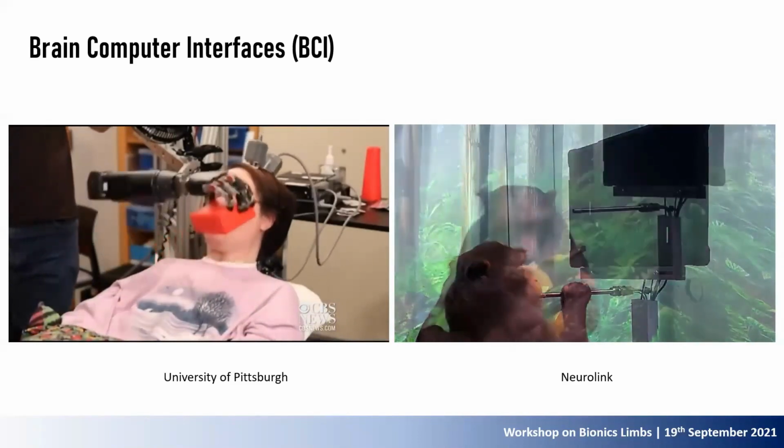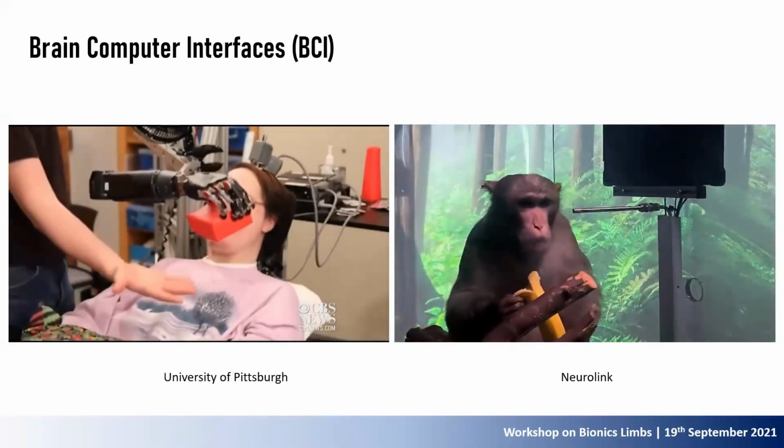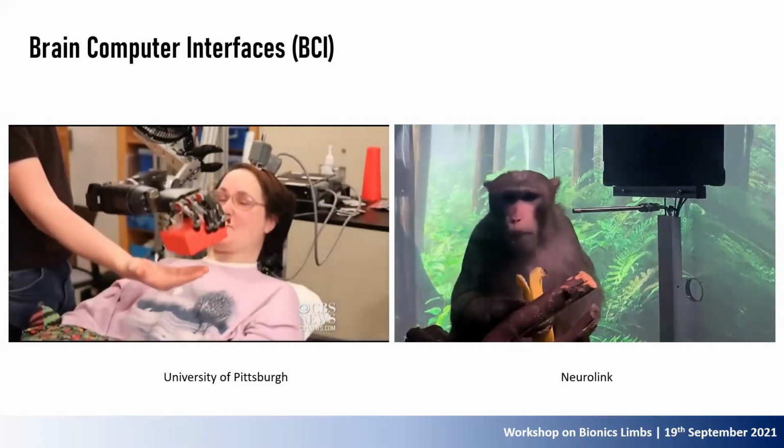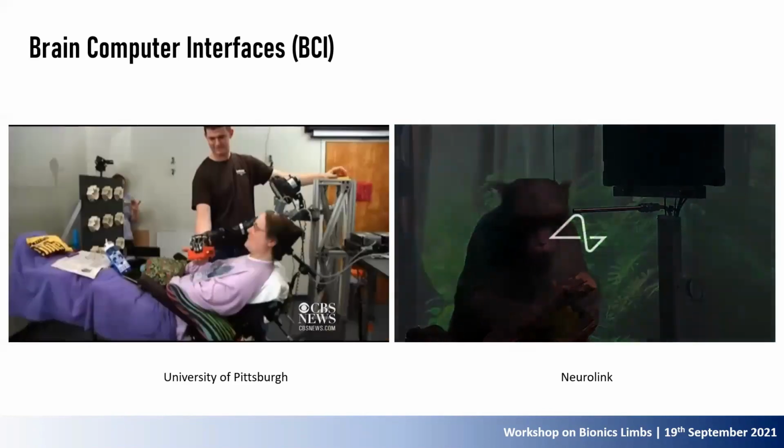So you might wonder, are there any other methods that we can use to capture brain signals? We still might have challenges spanning many fields of engineering. So yes, the answer is yes.